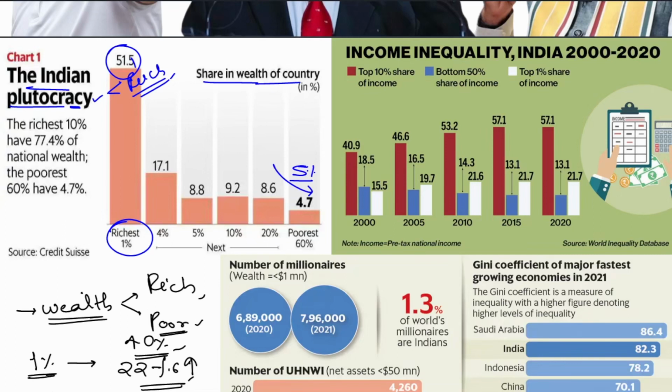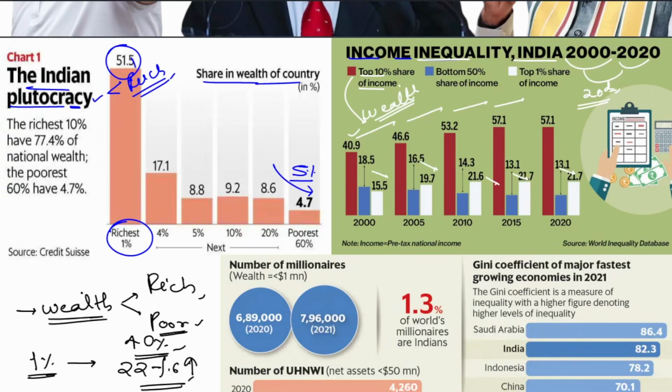All right, what do you see here? Income inequality. We are talking about the income inequality in India between 2000 and 2020. So in 2 decades, what happened? What we see is that the top 10% share of the income, which is in red, has increased. So the top 10%, the wealthier, are becoming even wealthier and the poor are becoming even poorer.